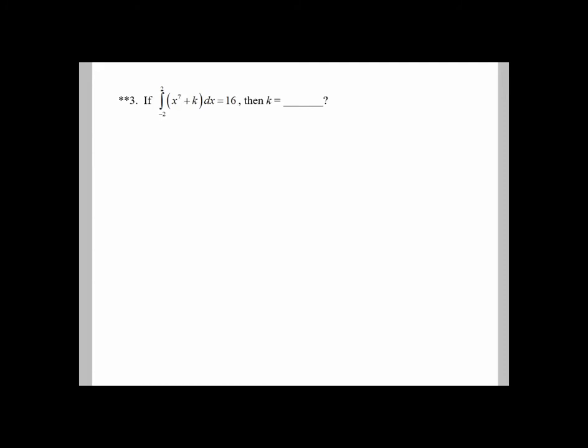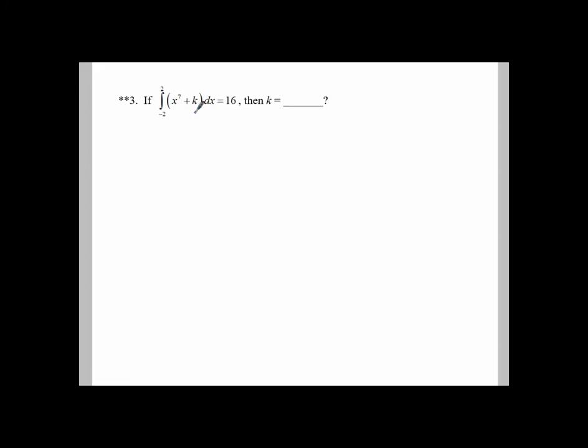Let's take a look at this different kind of example, again pulled from an AP exam. If the definite integral from -2 to 2 of x to the 7th plus k dx equals 16, then k equals what? Well, k we're reading as a constant. So when I take the antiderivative of that, I'm going to treat it like I would if it were a 5 or a 3 or any other constant. Let's go ahead and take the antiderivative of this using the fundamental theorem of calculus.